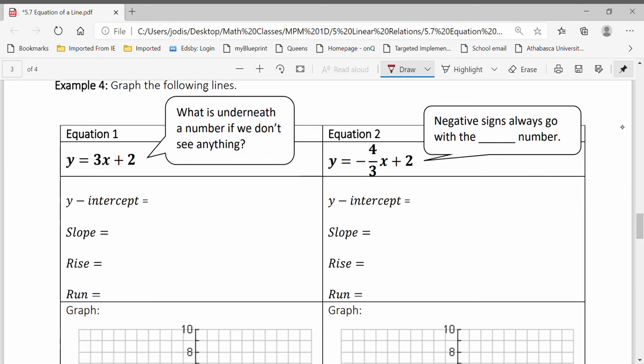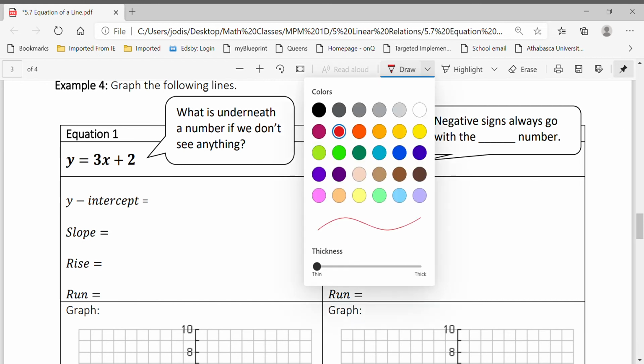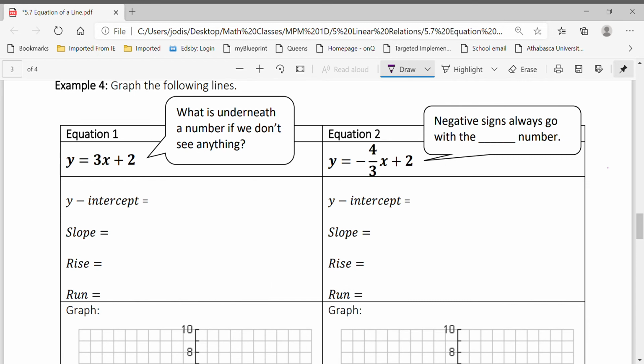All right, so we want to graph the following lines. Before we graph them, we're going to write down what we know about each line. So for our first one, we have y equals 3x plus 2. So our y-intercept, remember, it's y equals mx plus b. B is our y-intercept, so it is 2. And if we need to write it as a point, x is always going to be 0 for a y-intercept because it's where it crosses the y-axis. And in this case, y is 2.